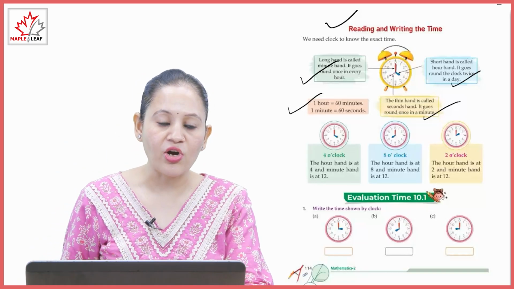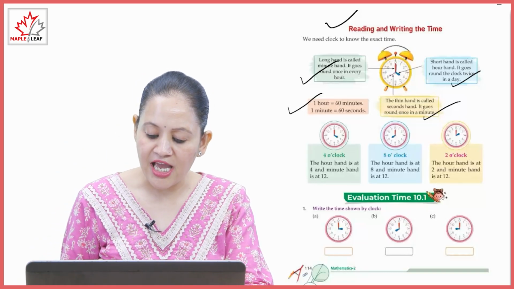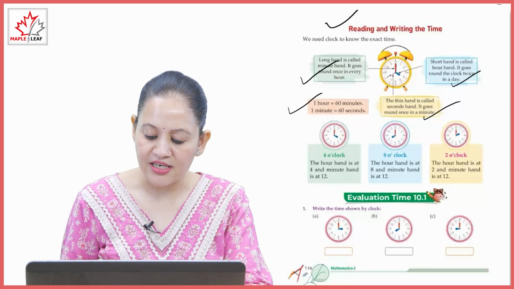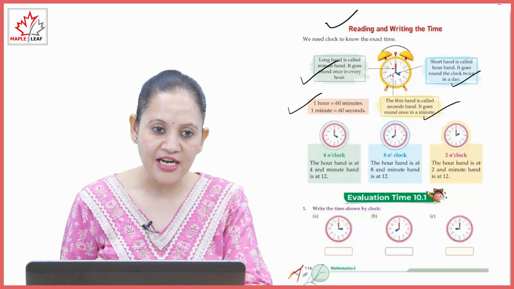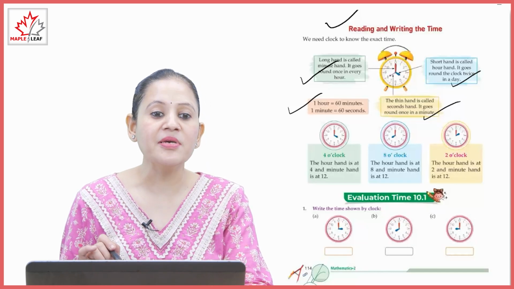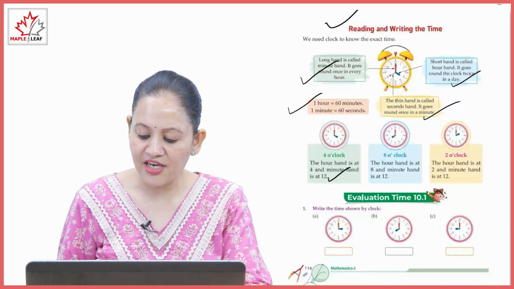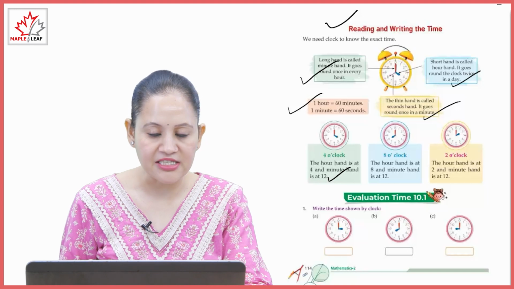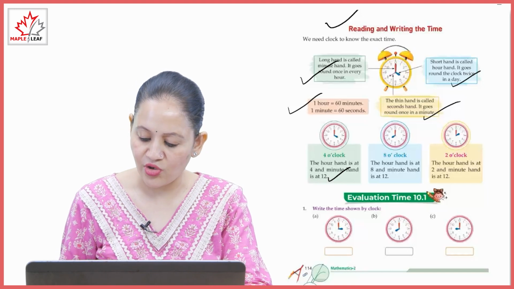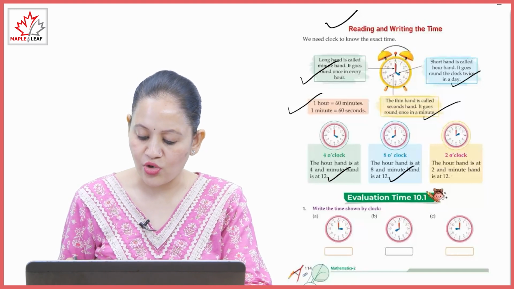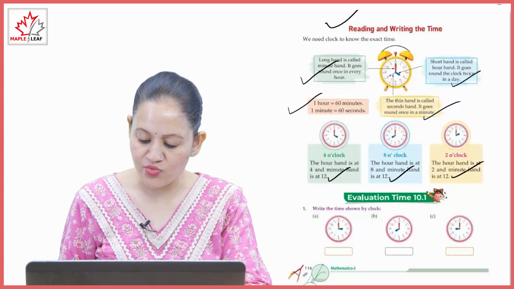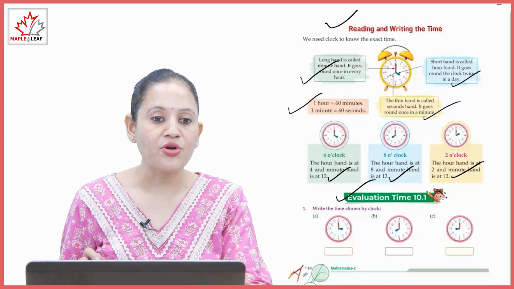Here you can see this clock. Here the long hand is on 12, and the small hand, that is the hour hand, is on 4. So time is 4 o'clock. Clear? Here you can see the hour hand is at 8, minute hand is at 12. Means time क्या हो गया? 8 o'clock. Here the time is 2 o'clock. Next is evaluation time 10.1. Write the time shown in the clock.